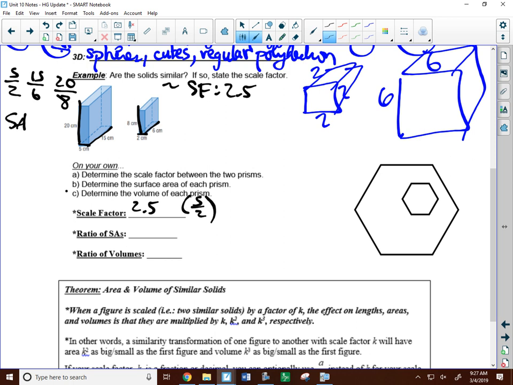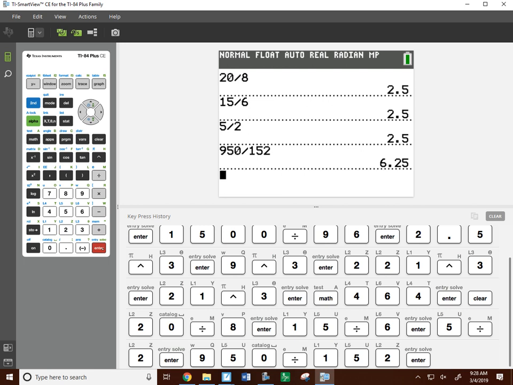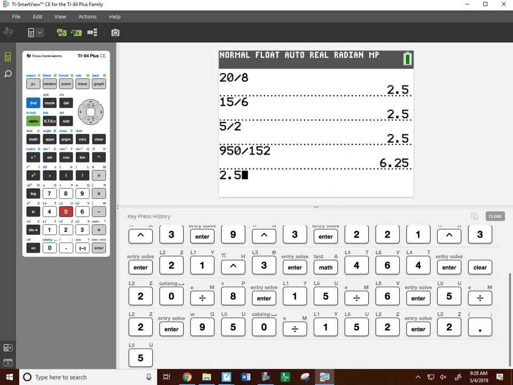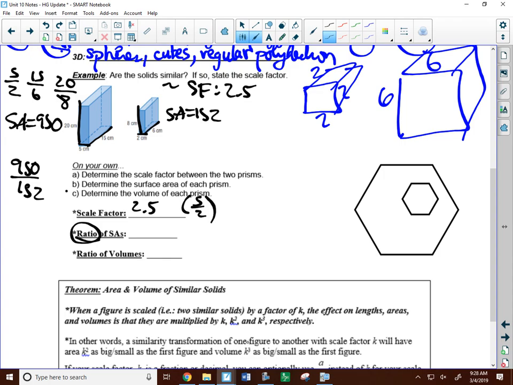The big one would be 950, and the small one would be 152. And when I do that ratio, it would be 950 over 152, which is 6.25. To show you that it works, that last thing with the area, I take my scale factor and square it, and guess what? It's 6.25. So this shows the same thing as with the rectangle holds true.